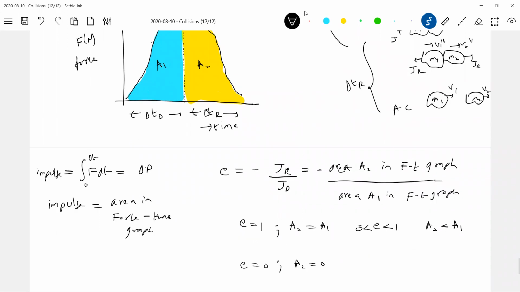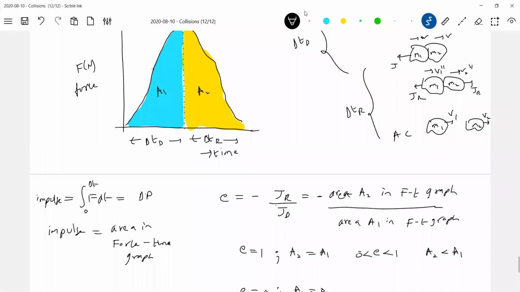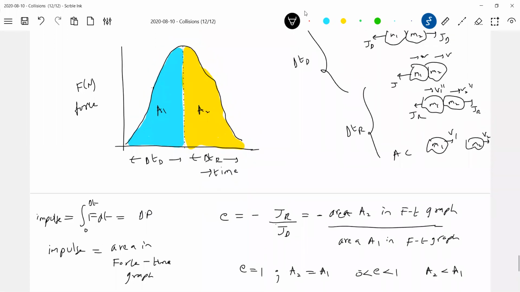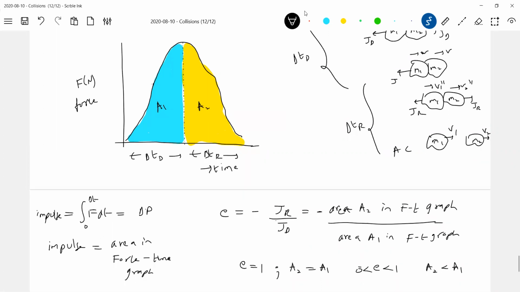So when a collision occurs, if you plot the force acting on any one object as a function of time, you'll get a graph like this. With this graph, what can we calculate? The coefficient of restitution. Yes, calculate it directly from the area under the F-T graph.